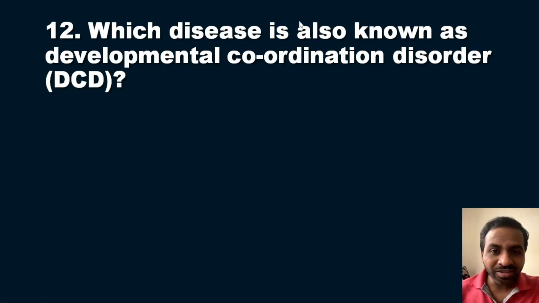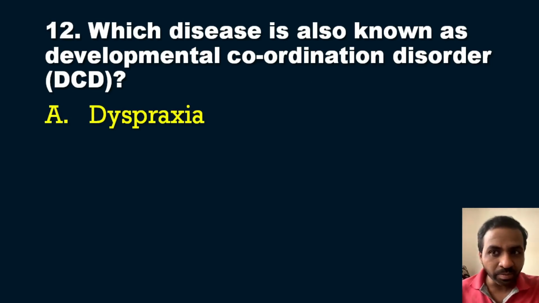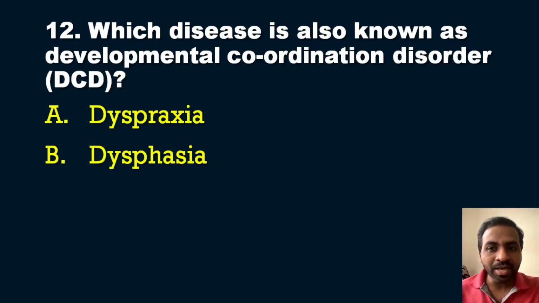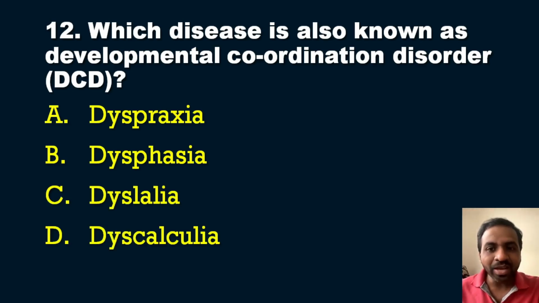The key term in this question is coordination, so you can answer the question very easily. The options are: option A, dyspraxia, option B, dysphasia, option C, dyslalia, and option D, dyscalculia. From the question itself you can answer very easily. So what is the answer? Which disease is known as developmental coordination disorder?